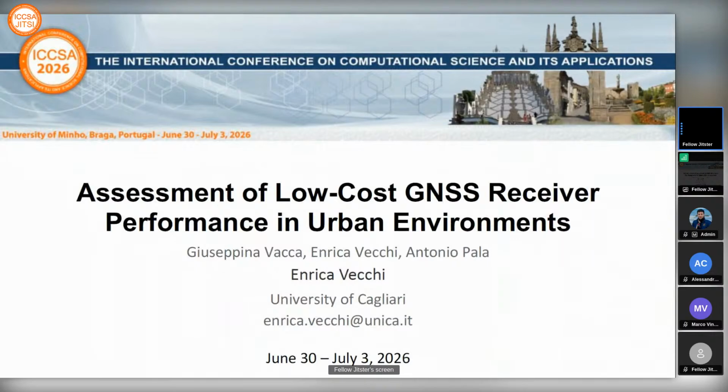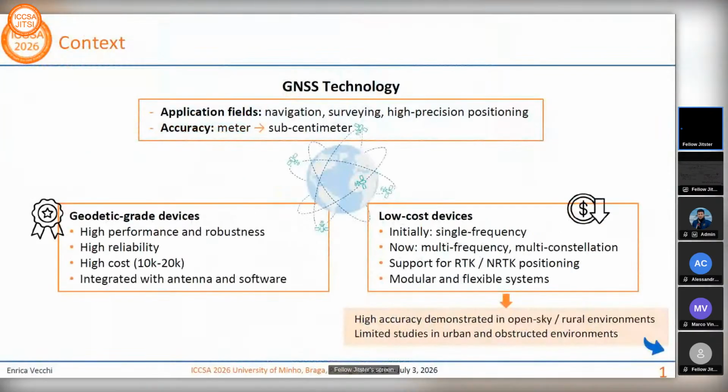Thank you. Hello again. This study concerned the assessment of low-cost GNSS receivers in urban environments. So we are dealing with GNSS technologies, which are known to range over different application fields, from navigation to surveying, reaching also high precision positioning. Also, the accuracy ranges from the meter to the sub-centimeter level.